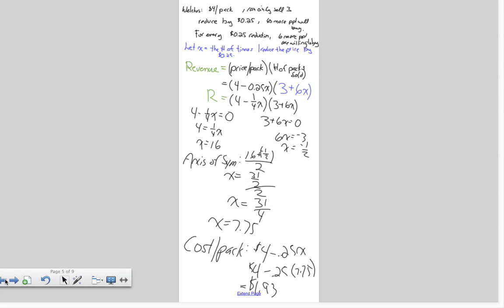Yeah, so we're saying x is roughly 8. Nick? Question, when you were finding the axis of symmetry, how'd you get x equals 16? Over here, I solve for 4 minus 1/4 x is equal to 0. So 4 is equal to 1/4 x. Multiply both sides by 4. So I got x is equal to 16.